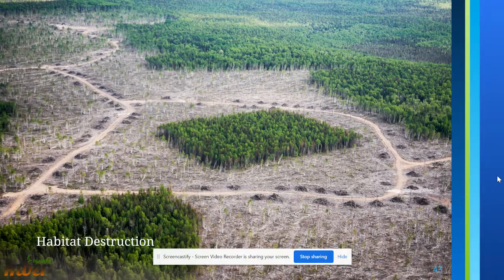Okay, so habitat destruction. Look at this devastating image. This used to all be woods, and now it's not. All of the animals that lived here and all of the smaller plants that lived in the underbrush of these trees don't live there anymore. Now they are all trying to fight for resources within a smaller space.